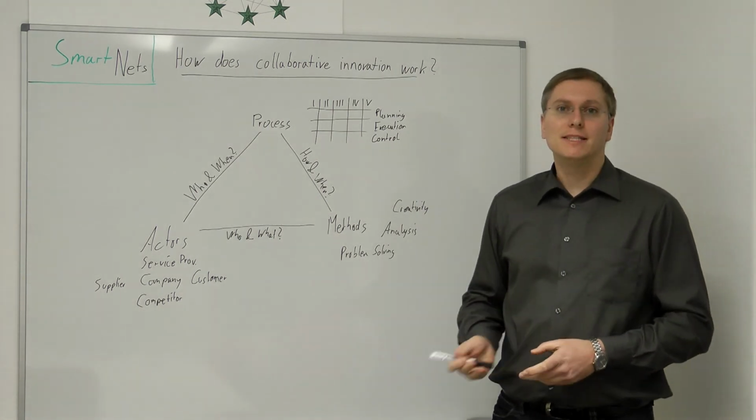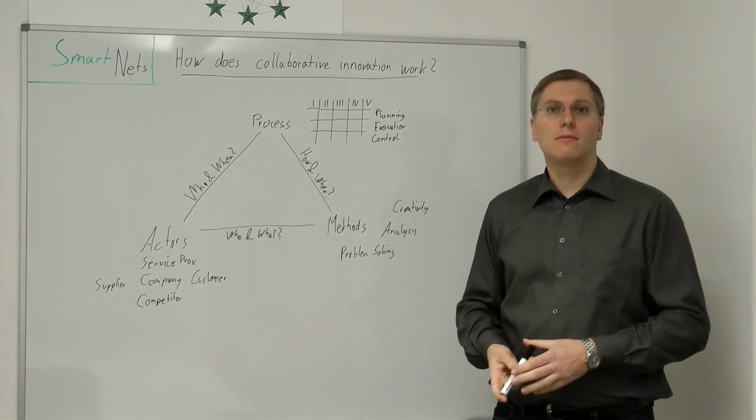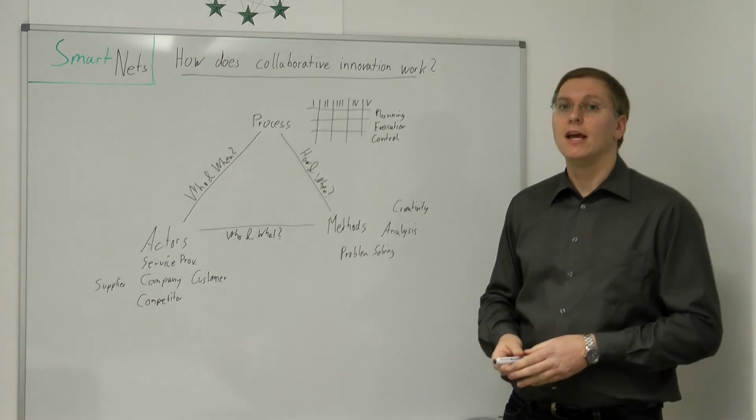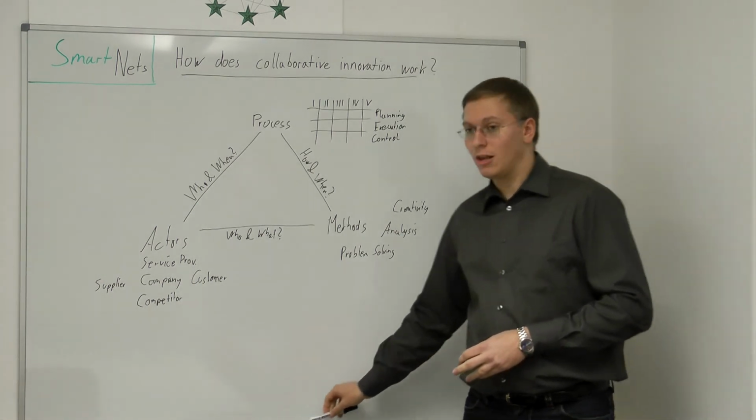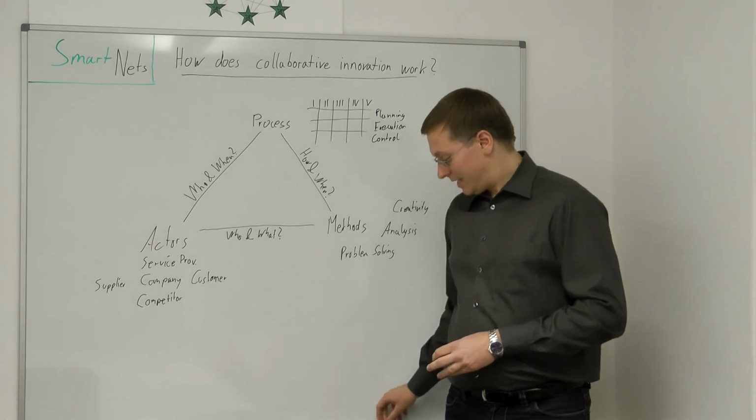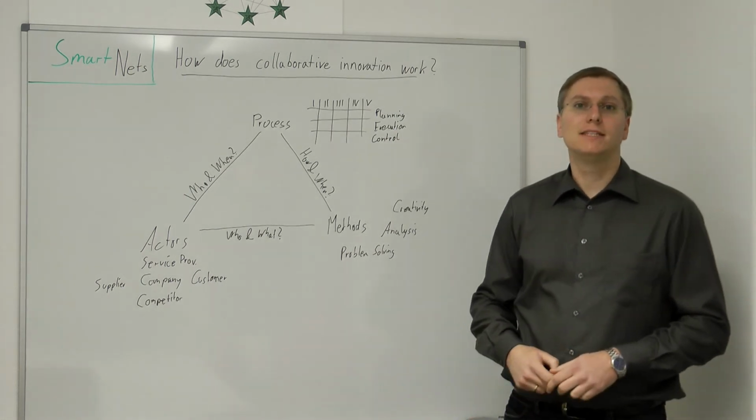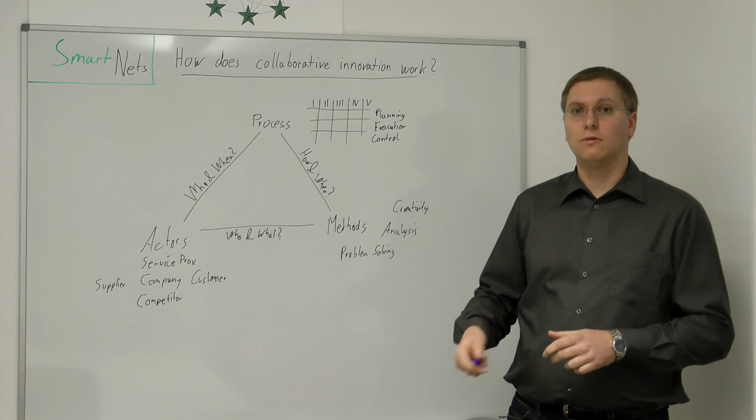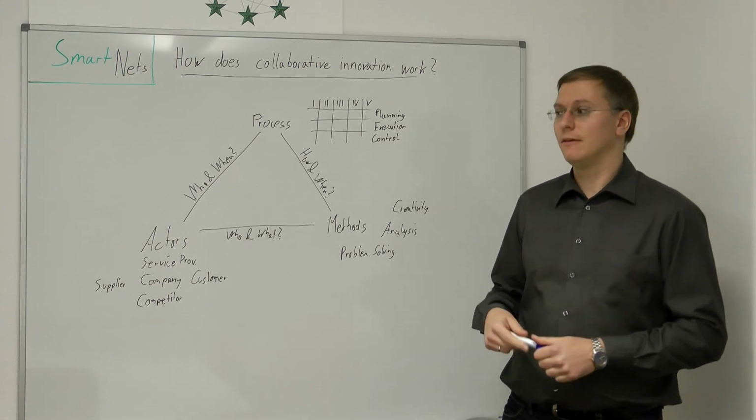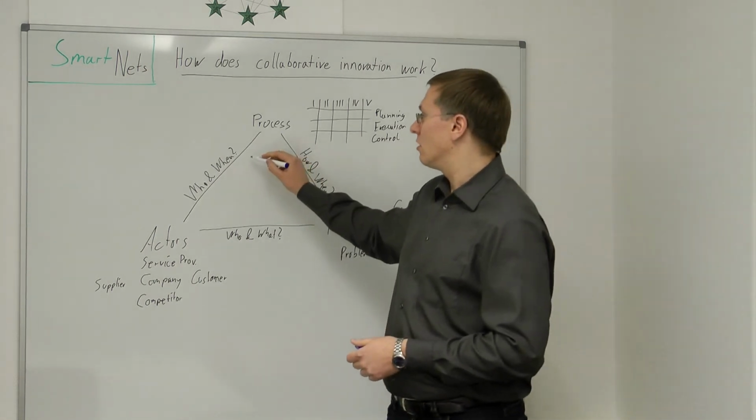So this basic structure is already the beginning of the SmartNets project. It's the first result. It is called the SmartNet Collaboration Model. And as you will see, this is really the basis for all the work that we're going to do in the future and that we're going to present. So this is the SmartNet Collaboration Model.